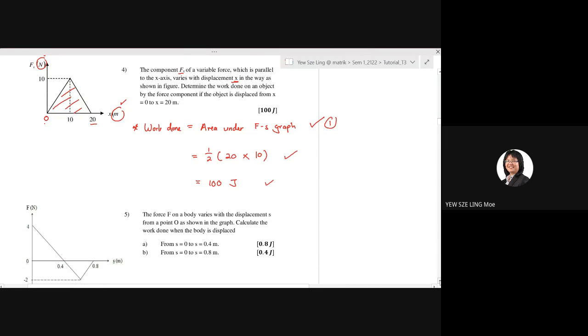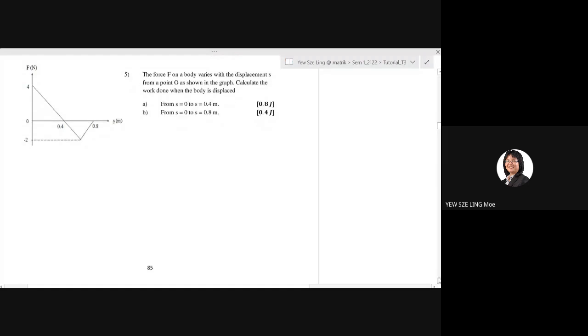Okay. So question number 5. Question number 5, the force on the body varies with displacement from point O as shown in the graph. Calculate the work done when the body displaces from 0 to 0.4 meter, which is the first part of the graph, and then from 0 to 0.8 meter, which includes this negative part. Okay, now let us do the first part first. So from S0 to S0.4, how are we going to calculate it?